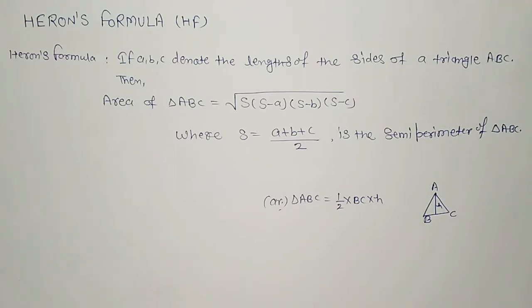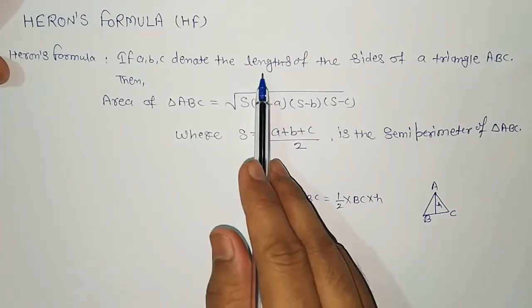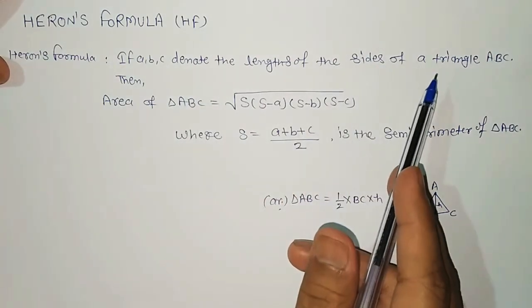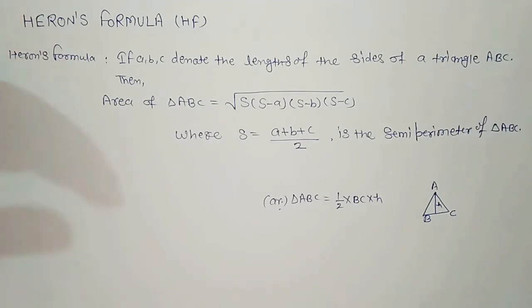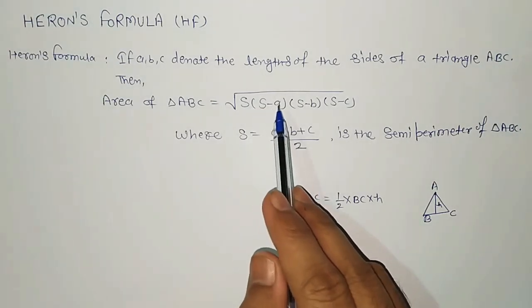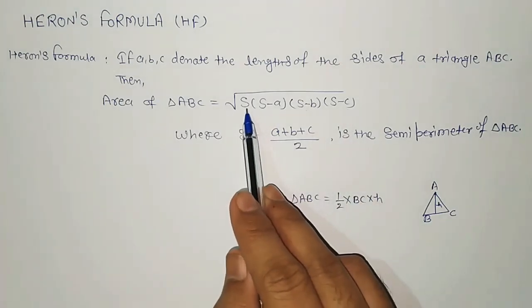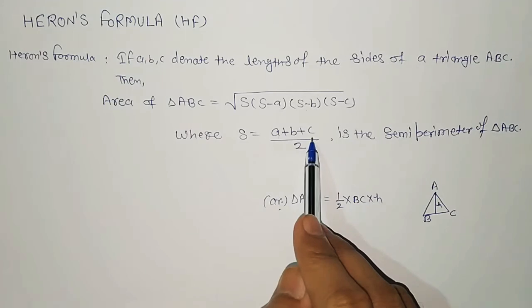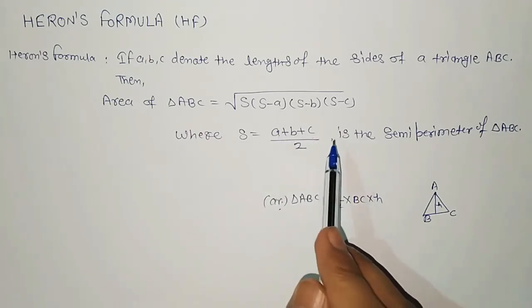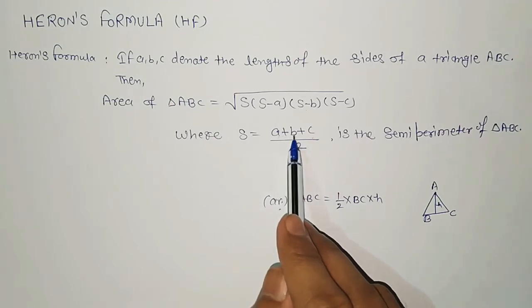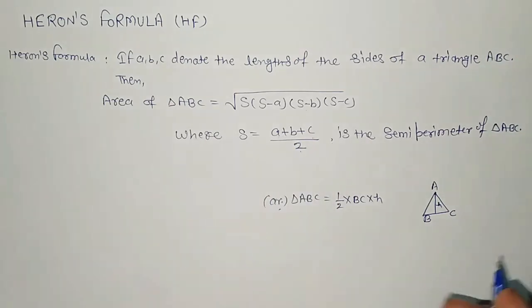And Heron formula: if A, B and C denote the lengths of the sides of triangle ABC, then area of triangle ABC equals under root S into S minus A, S minus B and S minus C. Here S equals A plus B plus C by 2, which is the semi-perimeter of triangle ABC.